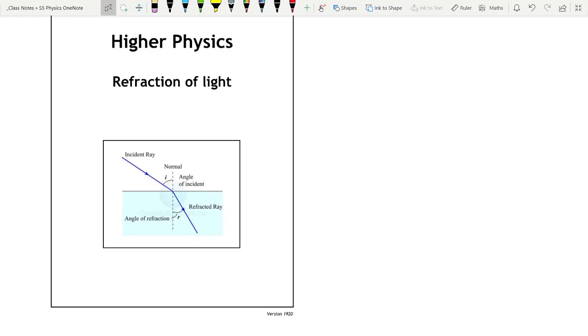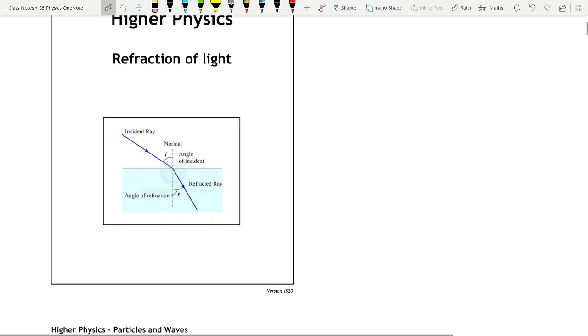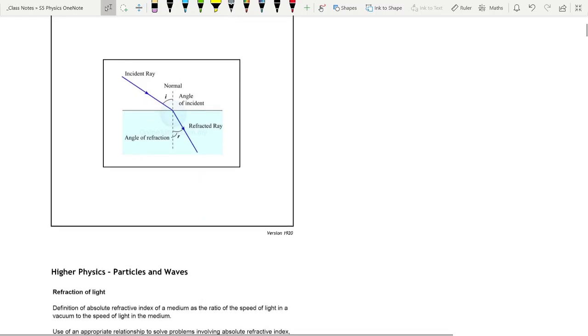So you know that there's an angle of incidence and an angle of refraction when something refracts, and something refracts when the light or whatever it is that is refracting changes speed when it goes into another material. So, for example, from air into glass or from air into water. And usually when it goes from air into glass, it bends towards the normal. When it goes from glass into air, it bends away from the normal.